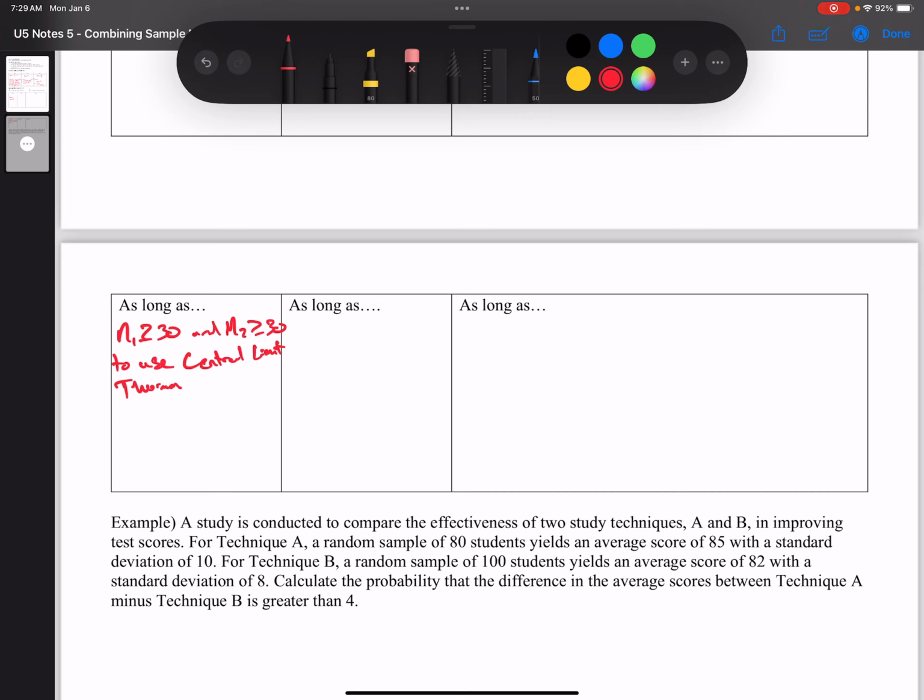But again, that's one way to check. If both populations are normal, then n1 and n2 can be less than 30. Those are our two situations. We have to have one or the other.